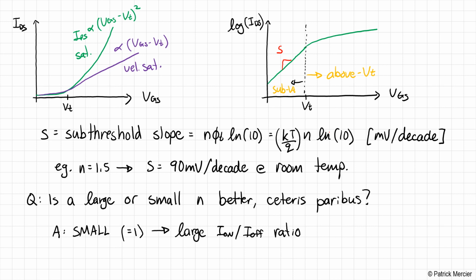Another interesting question to ask is: is subthreshold conduction better at higher or lower temperatures? I'm going to leave that one for the viewer to decide for themselves, but I would like you to think about it. In above threshold, do you get higher or lower drain current at high temperature? And in subthreshold, is the answer the same or is it different? So think about that.